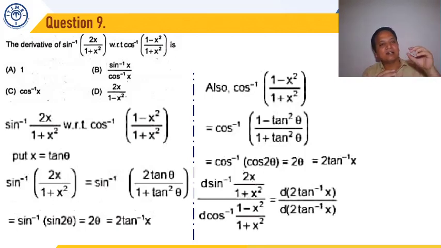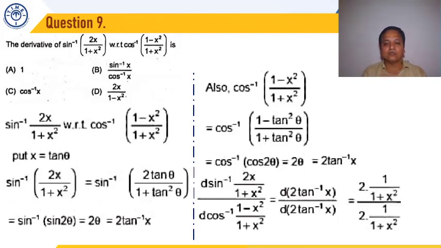So, logically, we have to find differentiation of 2 tan inverse x with respect to differentiation of 2 tan inverse x. Differentiation of 2 tan inverse x is 2 into 1 upon 1 plus x square, upon 2 into 1 upon 1 plus x square. This 1 upon 1 plus x square cancels out, 2 and 2 cancel out. So we get a number which is 1. If you look at the choices, 3 choices are given in terms of x, only one choice is a constant value, that is 1, and our answer comes out to be choice A.